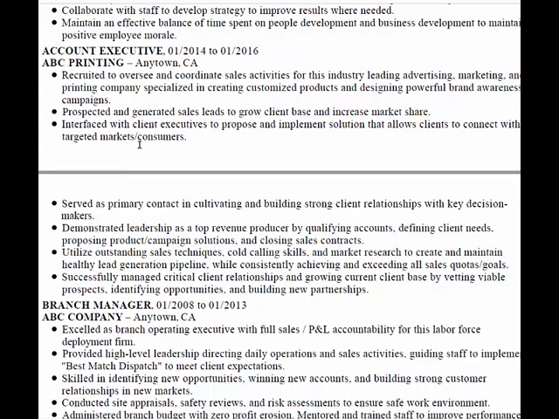Interface with client executives to propose and implement solutions that allow clients to connect with target markets. Of course, that's what you should do. But did you do it? Did you have any results? I mean, how did you compare to your peers? How did you do against your quota? So this is an example. I see a lot of this. This will get you eliminated from a job very quickly.